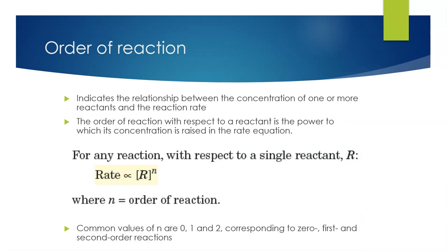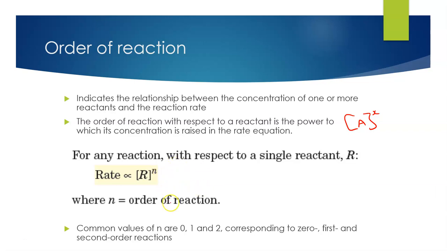This leads us to order of reaction. The order of reaction that we saw introduced in the idea of the rate expression earlier indicates this relationship between the concentration of the reactants and the reaction rate. The order of reaction with respect to a specific reactant, remember we said A to the X, is the power to which the concentration is raised in the rate expression of the rate law. So for any reaction with respect to a single reactant, the rate will be proportional to the concentration of the reactant, where n is the order of the reaction.